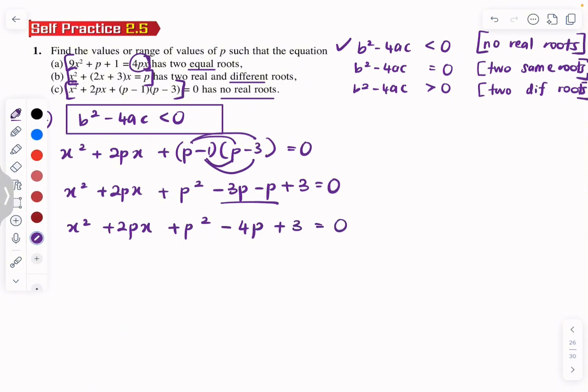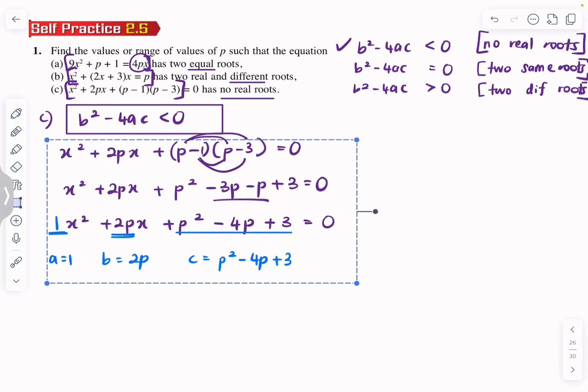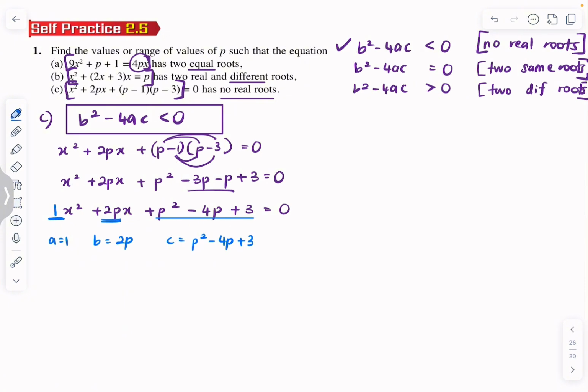Okay, now let's separate it to a, b and c. A will be the coefficient of x square, which is 1. B will be the coefficient of x, which is 2p. And C will be everything that doesn't have x. So this whole thing will be C. So C is p square minus 4p plus 3. Okay, this is quite a long equation. Let me make it smaller a bit.